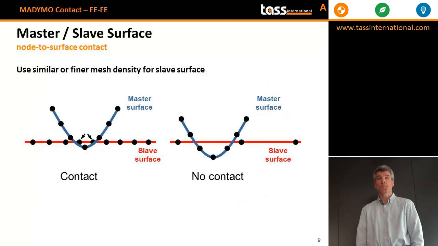Mesh density is another example. On the left, you see that there is contact. On the other hand, where the slave is the most curved mesh, there is no contact detected. For that reason, we recommend to have either a similar mesh density or, if that's not the case, that the slave surface has the finest mesh density.